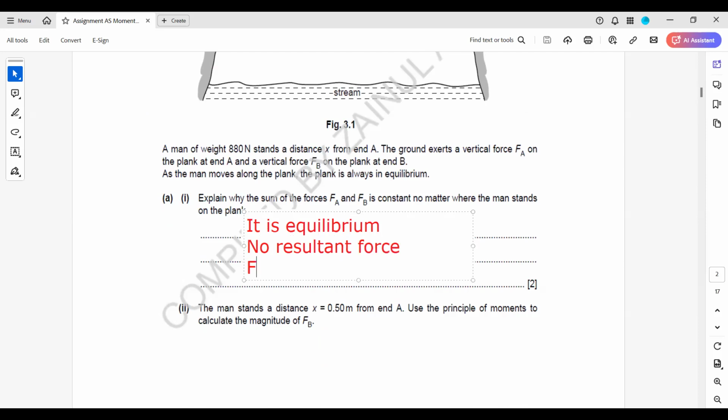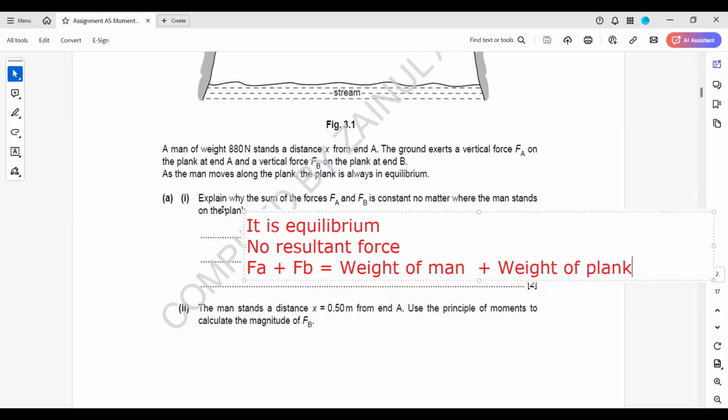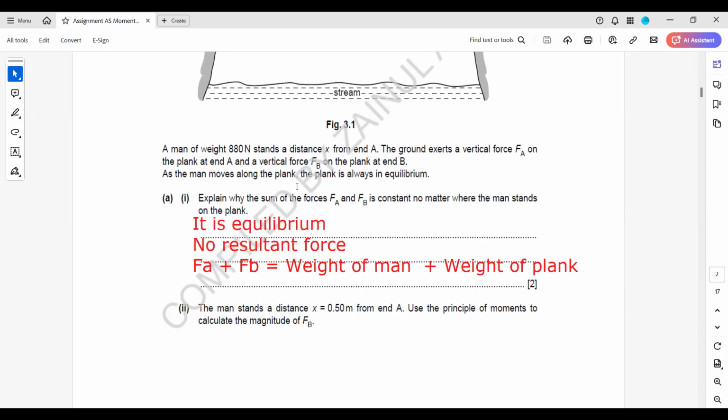So it means Fa plus Fb will always be equal to the weight of the man and plank. And as the man moves, the weight does not change. The weight of the man does not change. The weight of the plank does not change. That's why the sum of Fa and Fb will always be constant. So that's how you structure your answer.